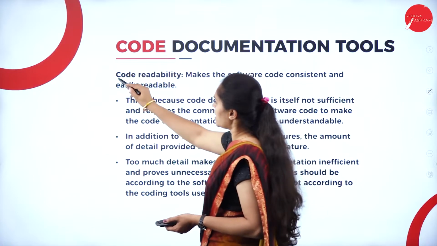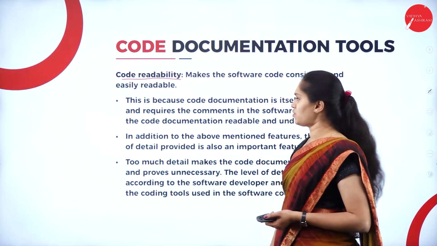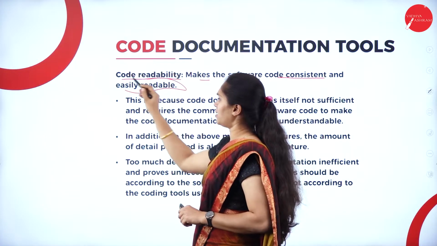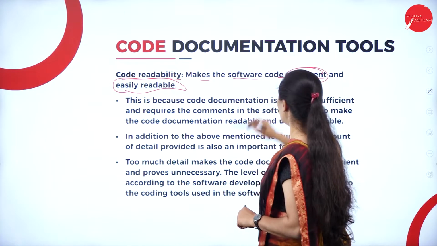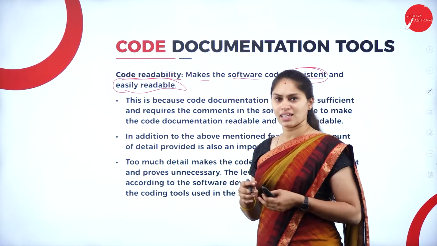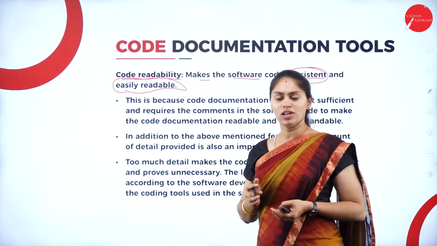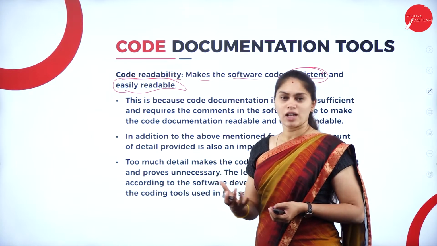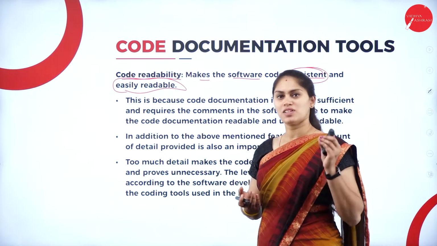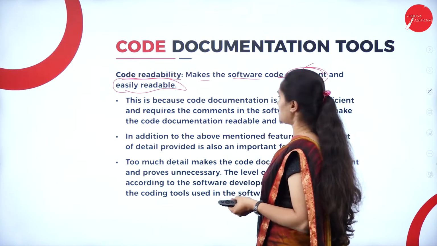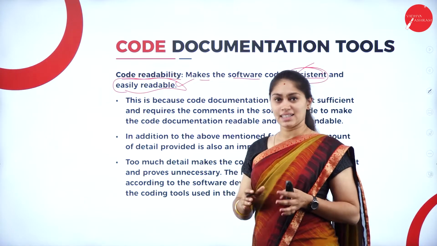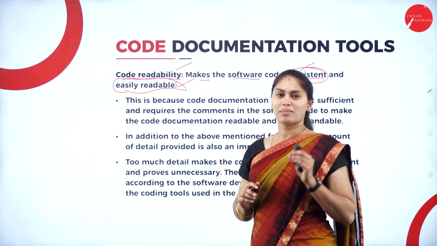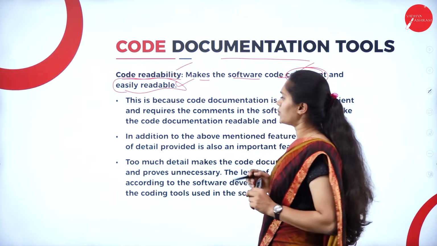And it also includes code readability as one of the best features. Here it makes the software code consistent and easily readable. So when we have code readability, why are we writing, or why are we taking this much effort to write the programming code? Mainly to understand what is there and how we are using the logic of a particular program to work. So all of it needs to be consistent in nature, and it needs to be easily readable. So code readability is considered one of the mandatory features when it comes to code documentation tools.